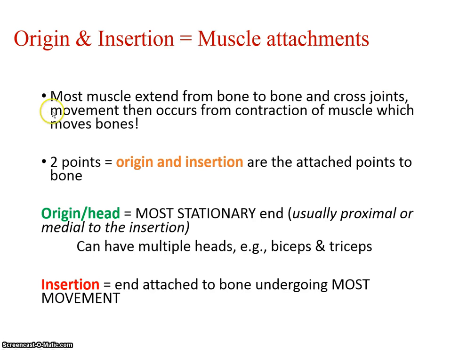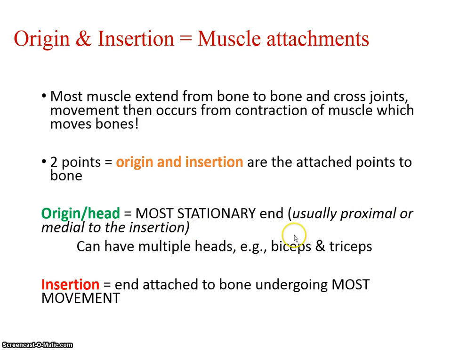Origins and insertions I will test on, right? Most muscles, I said in lab, extend from one bone to another bone, crossing joints, and movement occurs when the muscle contracts and shortens, and the shortening moves the bones. In the muscles we're looking at in lab, we talk about origin and insertion, these attachment points of the muscle to bone. The origin, or head, is the one that's most likely not to move, though it can. It usually is proximal, closer to a point of attachment, or medial to the insertion.